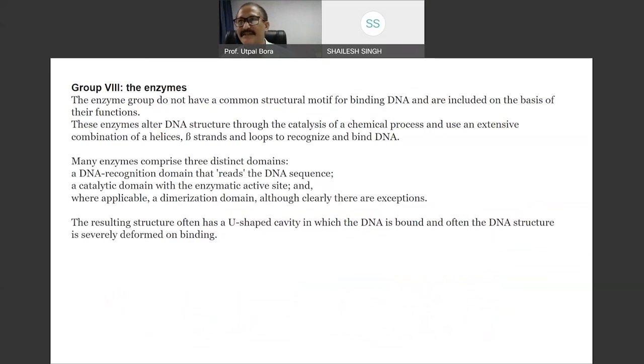I avoided discussion of the other group and jumped straight ahead. Just one group I left, group 7, because of time management. So we are going to the last group, the enzymes.